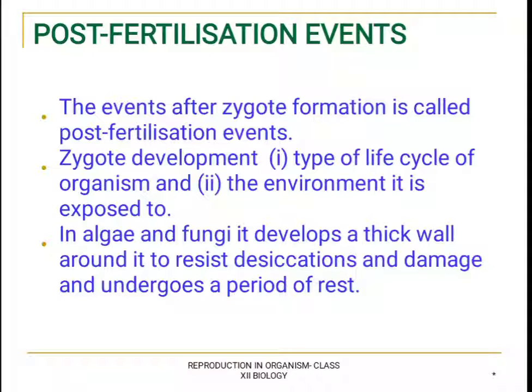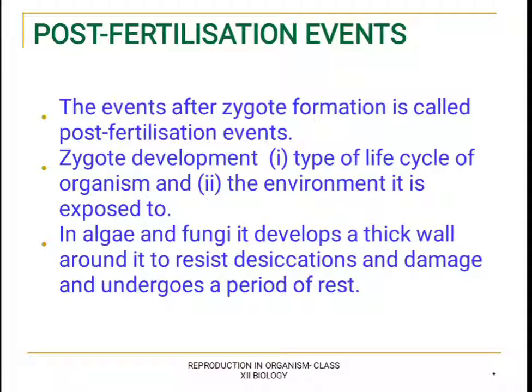In the fungi and algae, the zygote undergoes a resting period before germination. A thick wall is developed around it which prevents it from desiccation and damage. Haplontic, diplontic and haplodiplontic life cycles we have already studied in 11th class. In organisms with haplontic life cycle, the zygote divides by meiosis to form haploid spores which grow into haploid individuals.